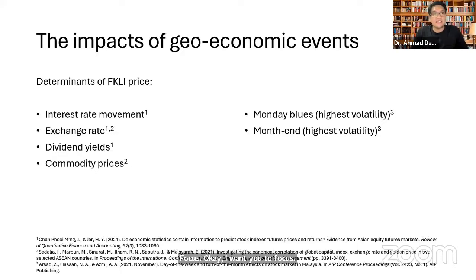Other than that, dividend yields of the components of the stock index. You have to know what the constituents of the KLCI are. You have to know the movements of commodity prices. And yes, we have Monday blues, whereby there is the highest volatility. And also during month end. Why? Because traders are migrating from the expiring month to the next month. Okay, that one is for KLCI futures.